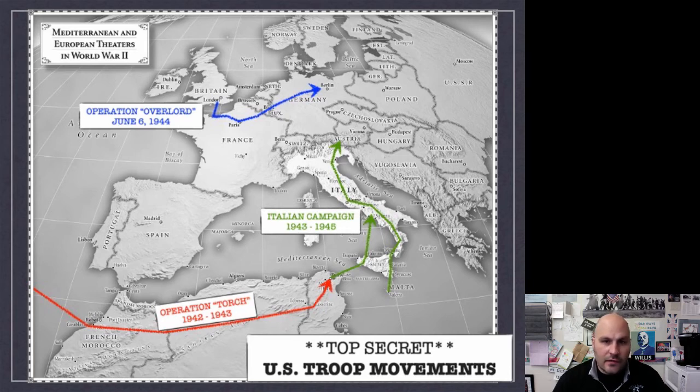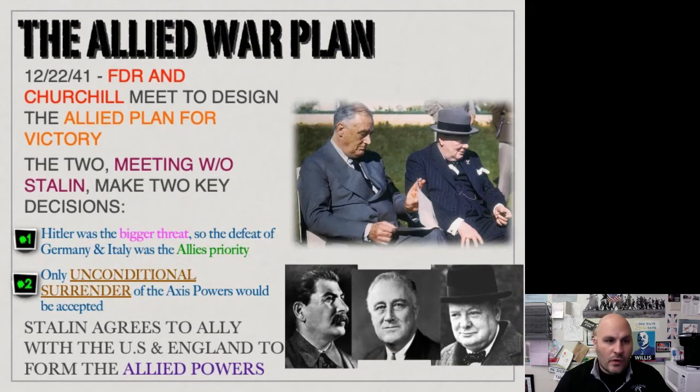Not into the Pacific, not into France. The first forces are going to be in North Africa. And so we'll cover a little bit of that here today, as well as the Italian campaign from 43 to 45, which ultimately ends up in Austria, and then Operation Overlord, which is probably much better known as D-Day on June 6, 1944. So what is that plan?